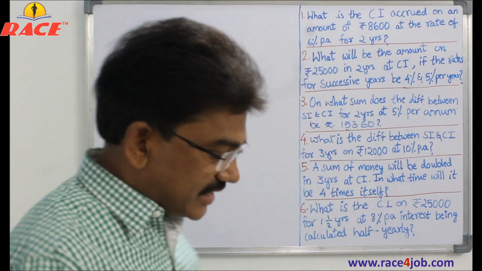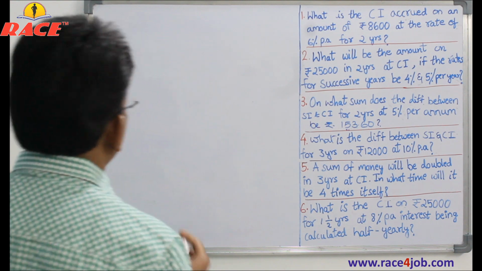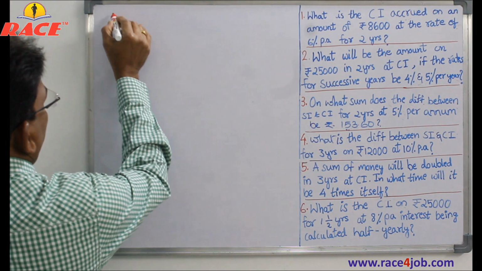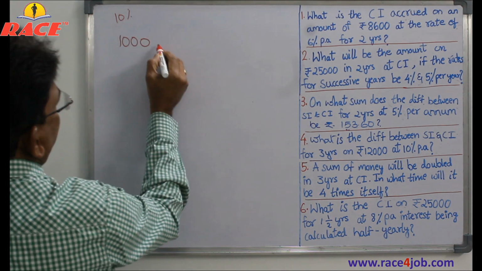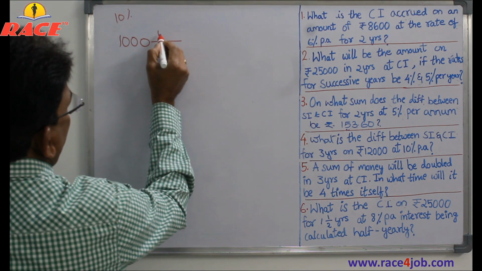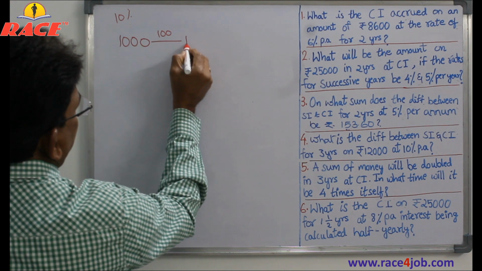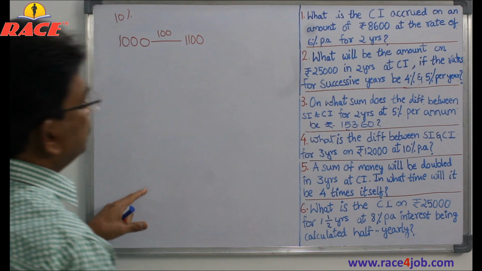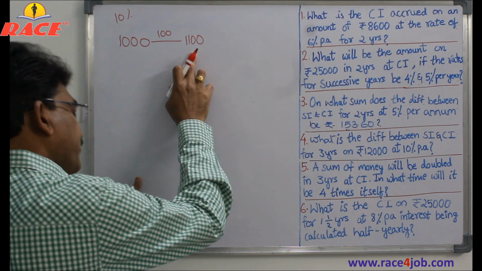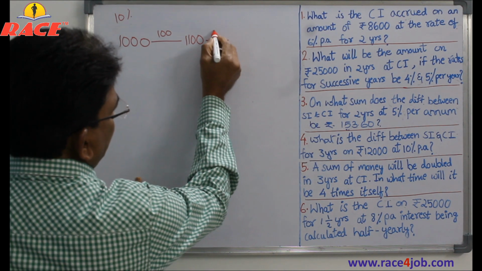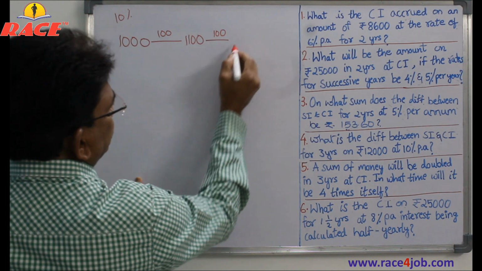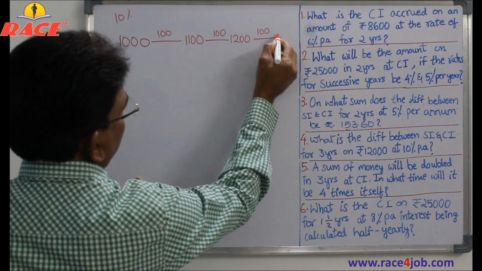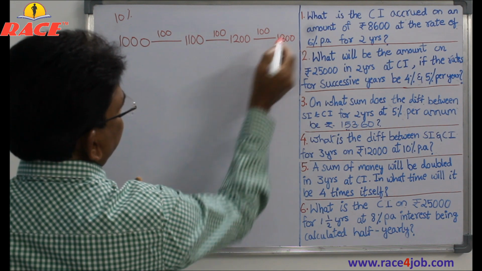Okay, I take an example. First, let us say 1000 rupees is the principal, at 10% rate. After 1 year, we get 100 rupees interest, that becomes 1100. This is amount. Say if it is simple interest, second year also we get 100 rupees only, that becomes 1200. Third year also we get 100 rupees only, that becomes 1300.